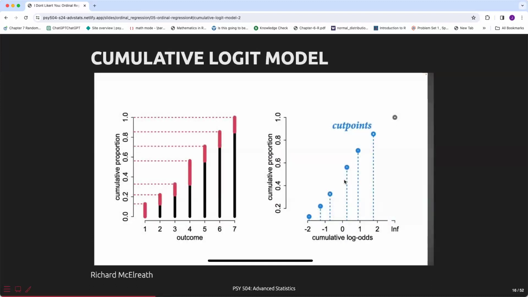One thing that I didn't talk about: how many cut points do we need? Usually we fit J-1 cut points because we don't need to estimate the last cut point. We get that one for free, right? So if we know all 6 cut points, then we know what the 7th cut point is going to be. So we don't estimate that one. So it's always J-1 cut points.